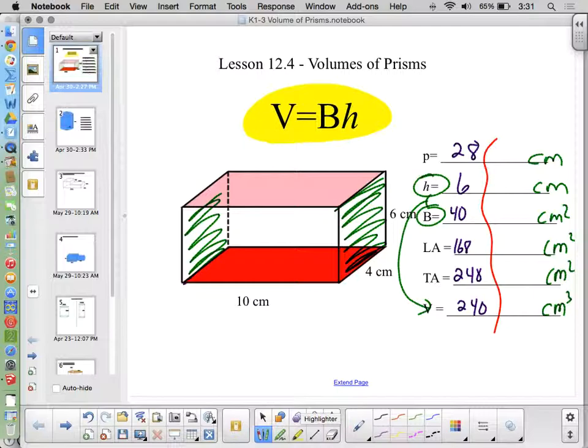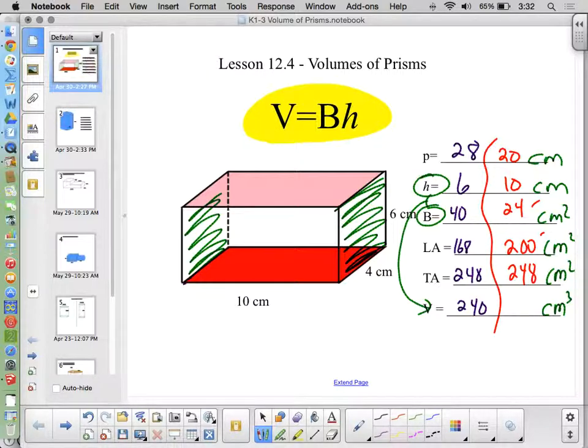Perimeter of the base is now 4 plus 6 plus 4 plus 6 or 20 centimeters. The height is the distance between the bases. That switches to 10 centimeters. The base area, 6 times 4, is 24 centimeters squared. The lateral area is the perimeter of the base times height. 20 times 10 is 200 centimeters squared. The total area is the lateral area plus 2 bases, so 200 plus 48. Oh, now we're the same again, aren't we?